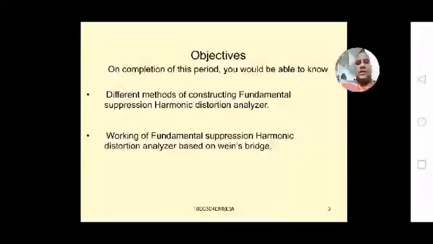We have to suppress the fundamental component, and we have to allow all the harmonics through our distortion factor meter. For that, we will have three methods for suppressing the fundamental frequency component and allowing all the other frequencies, that is, all the harmonics. We will discuss three methods, and the main method which we are going to use in our principal block diagram is based on the Wien bridge method.